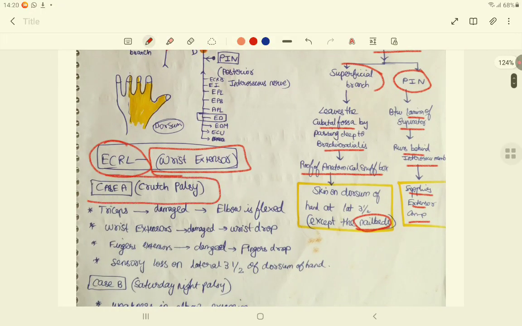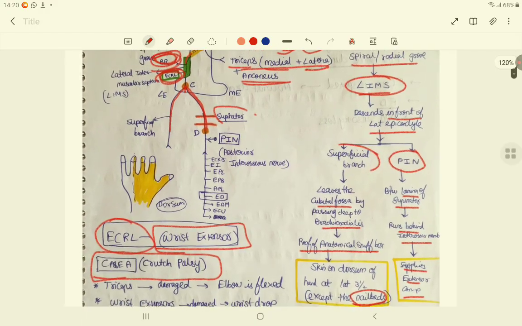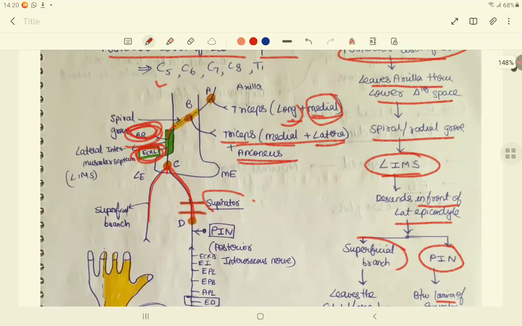Case A is also known as crutch palsy. Why are we naming this crutch palsy? The reason is that when people are prone to certain fractures in the leg, or are not able to walk, they basically use crutches, right? These crutches often apply some pressure in the arm, in the region between the axilla and the forearm. Because of which, what will happen is this particular region, you see here, I will mark it with some other color.